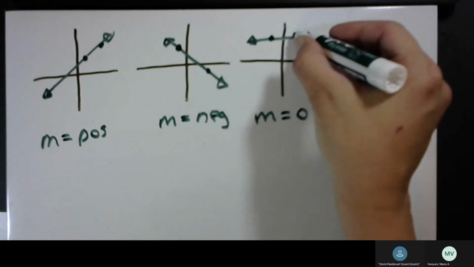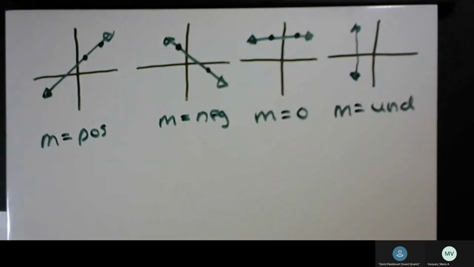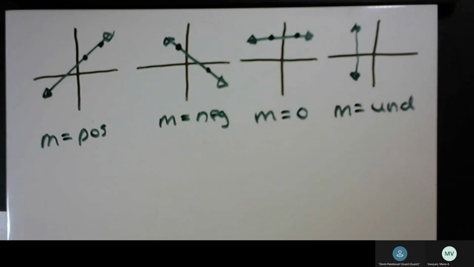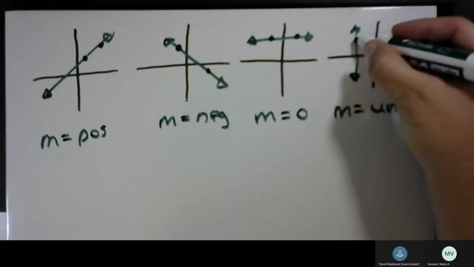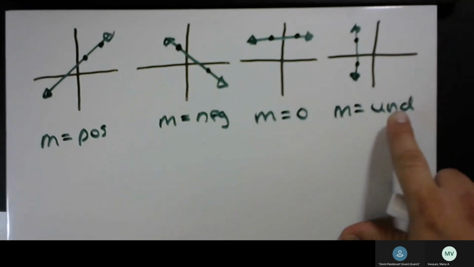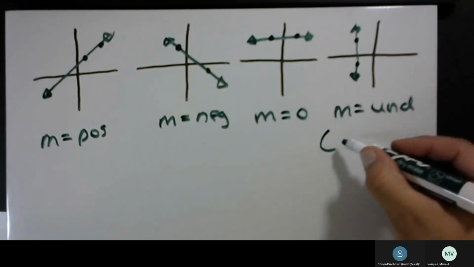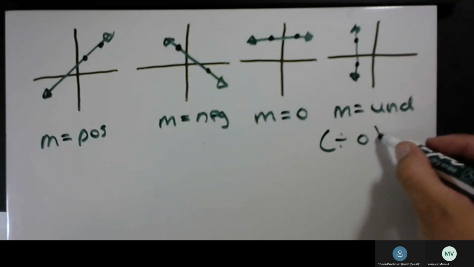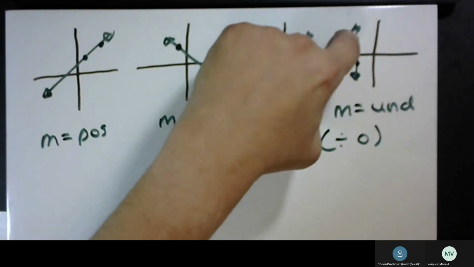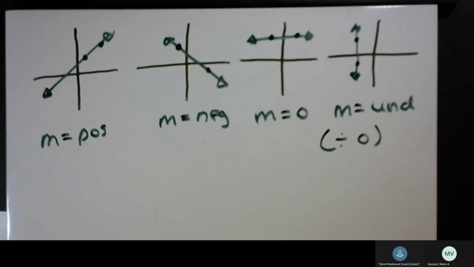If you pick 2 points on this line and calculate the slope, you'll always get a slope of 0. Doesn't matter what 2 points you pick. For this one, if you pick any 2 points on a vertical line, you're going to get an undefined slope. And the way you'll know, you'll get a division by 0. If you try to calculate the slope of a vertical line, you'll get a division by 0, and division by 0 is undefined.